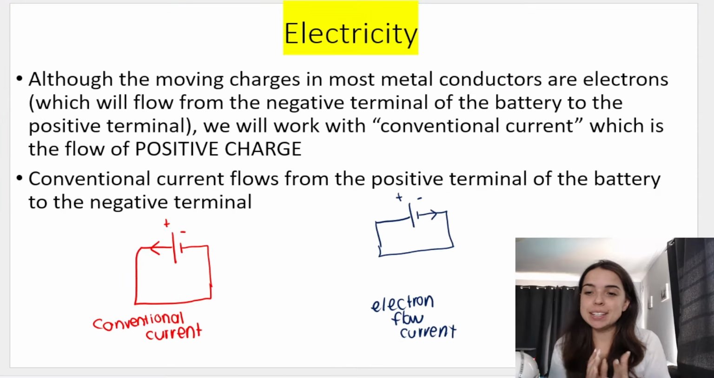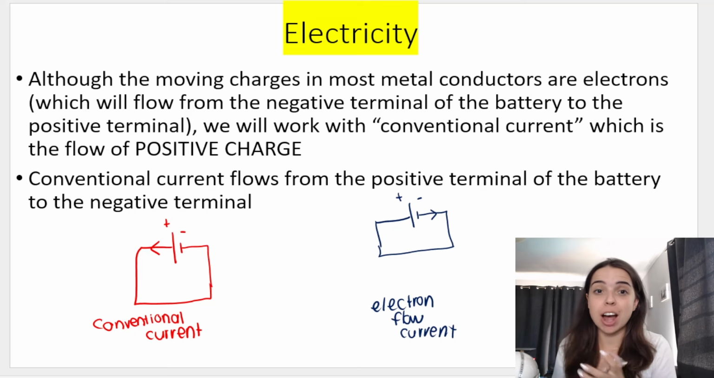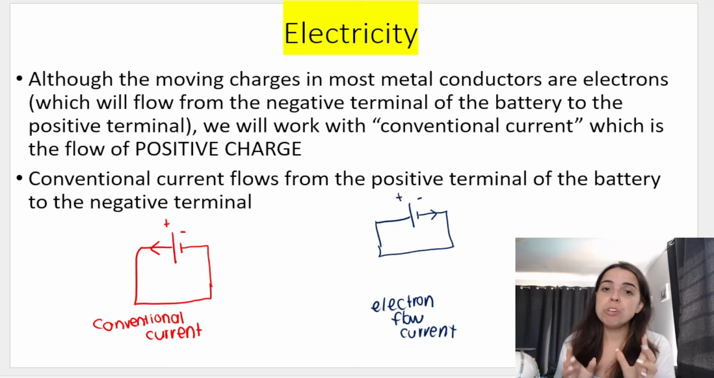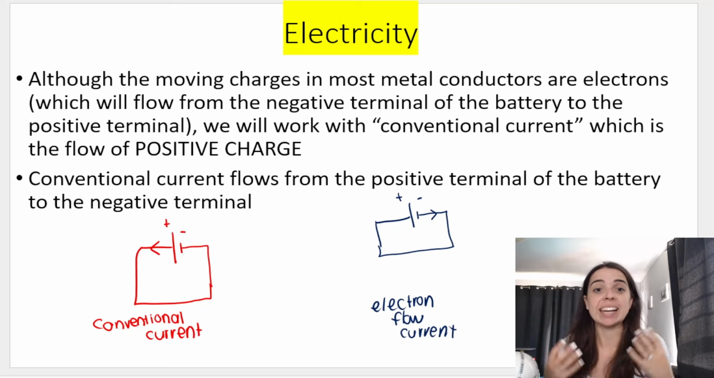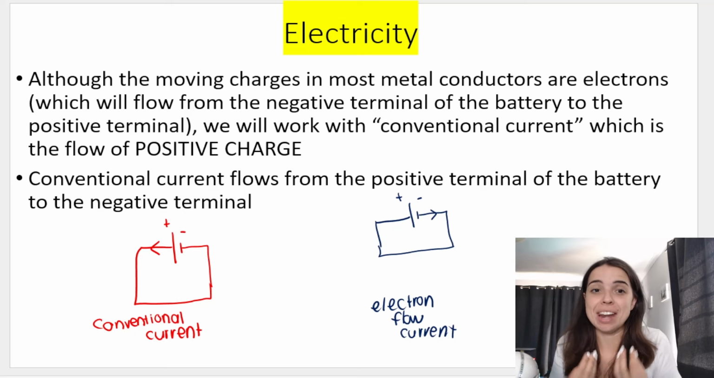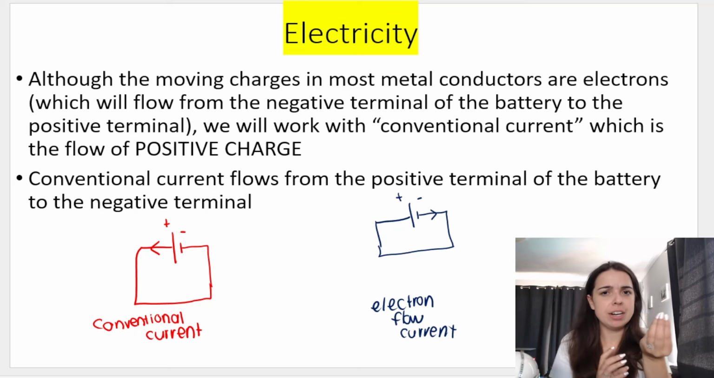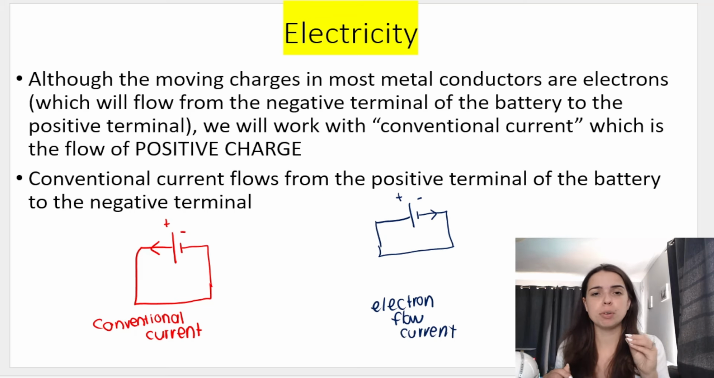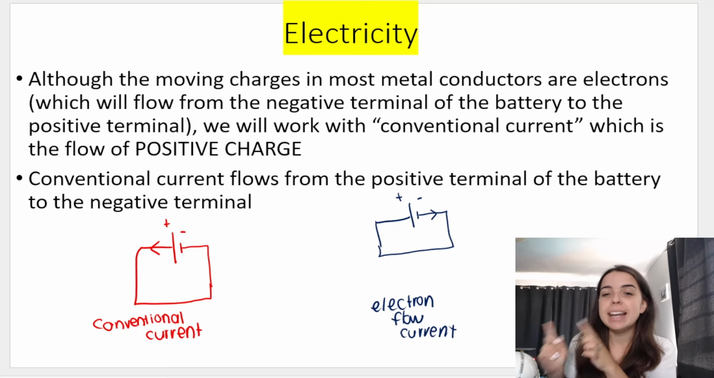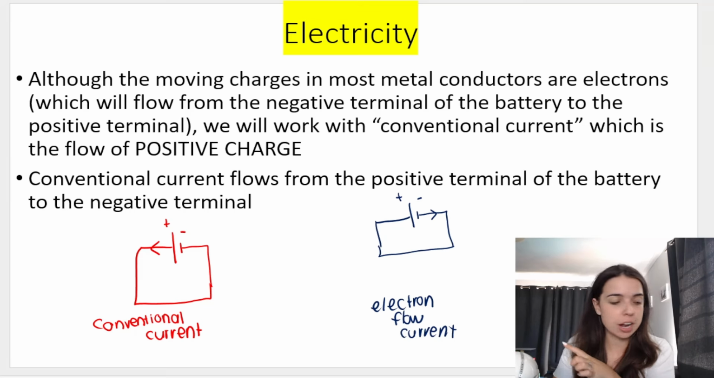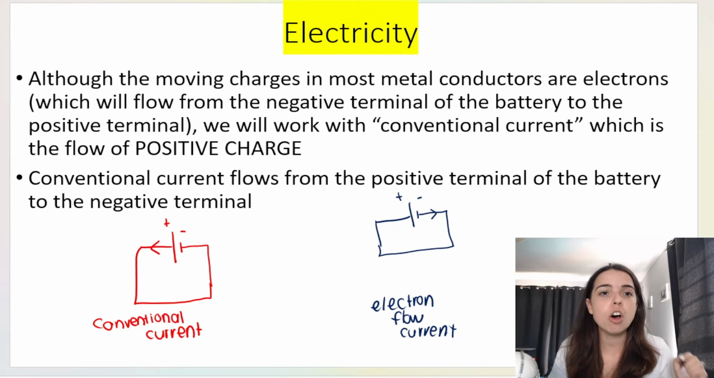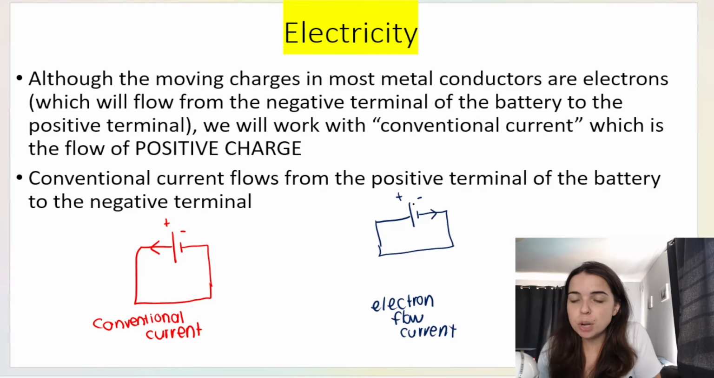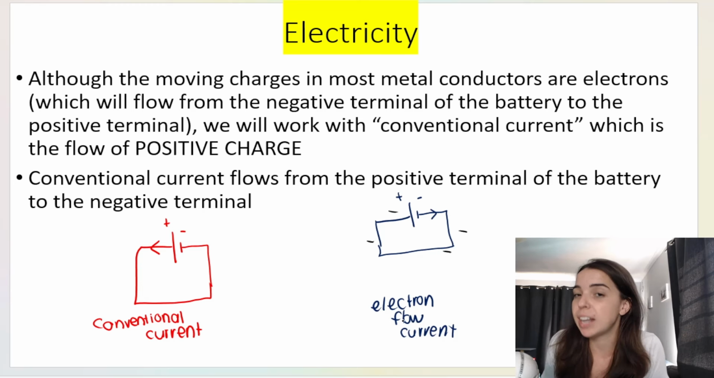And you'll often see a discussion surrounding the direction of current flow. So this says, although moving charges in most metal conductors are electrons, electrons are negative. And think about that. If they're negative, they will flow from the negative terminal of the battery to the positive terminal. That's what makes sense. That's called electron flow current. That's the blue circuit I drew over here. So because electrons are negative, they flow from the negative terminal of the battery through to the positive terminal, because negatives are attracted to the positive. That makes sense. It's called electron flow current.